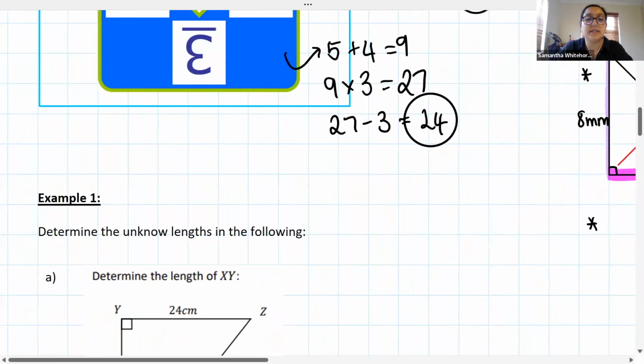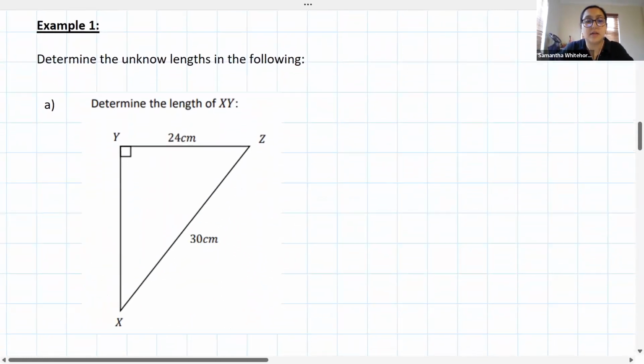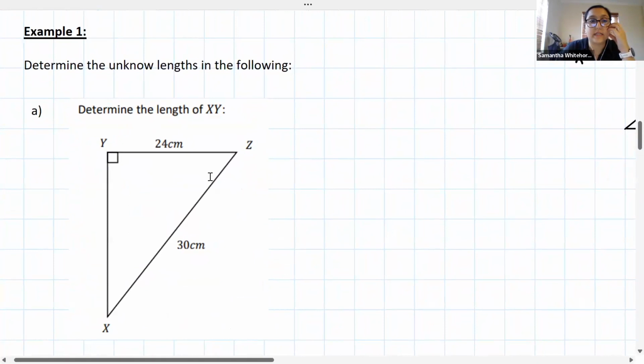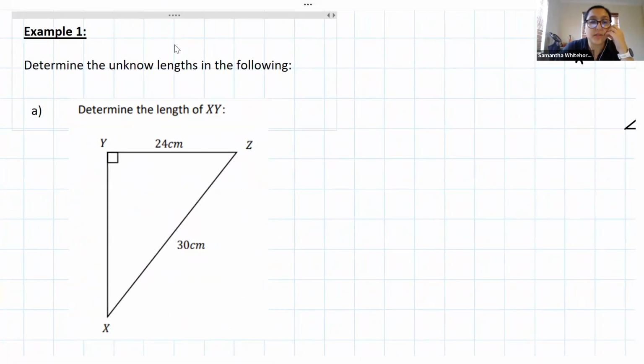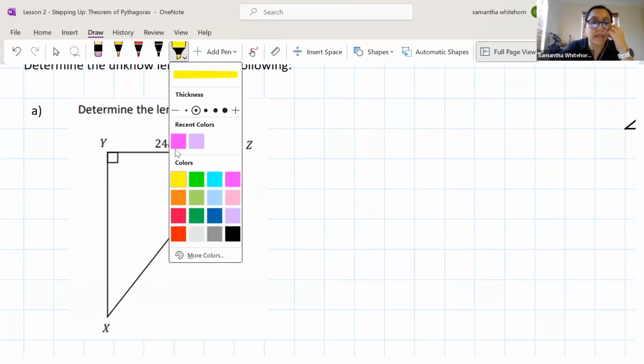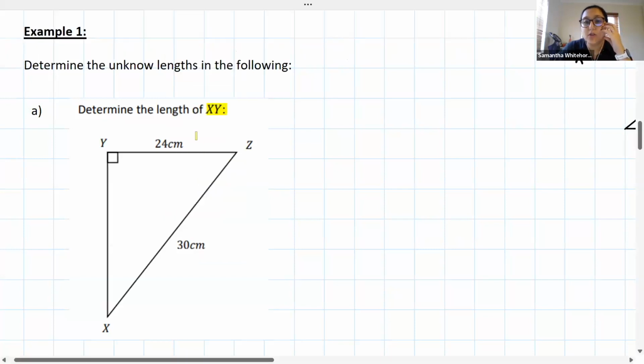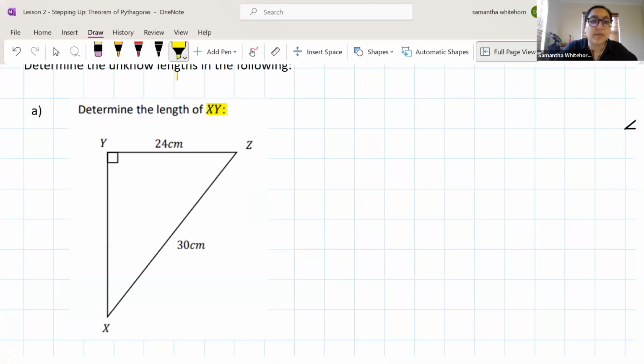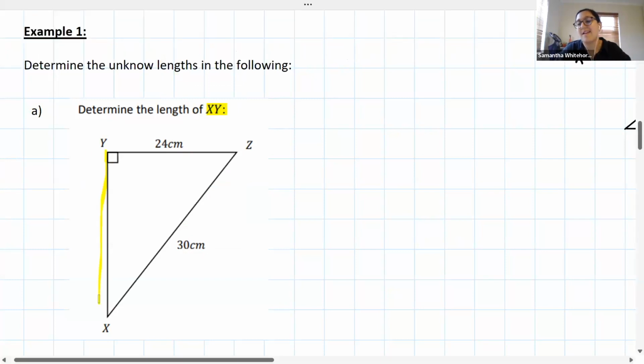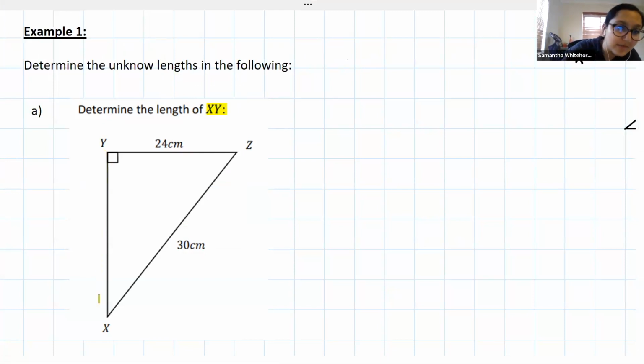Alrighty, so guys, if we have a look at our first example of today's lesson, we have been asked to determine the unknown lengths, and in this case, the unknown length that I'm asked for is xy. If the question tells me a specific length that I'm looking for, I go to my diagram and find where that length is. So I can see that xy is this length down the left-hand side, and that is the side length we're looking for.